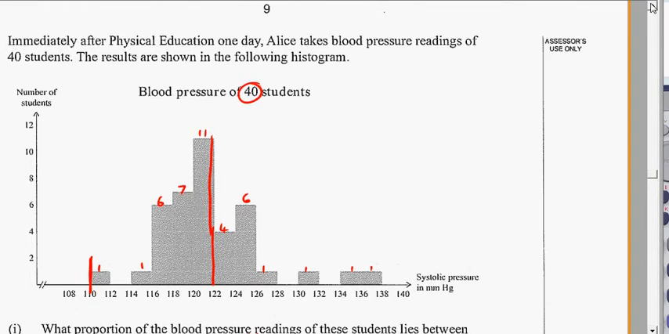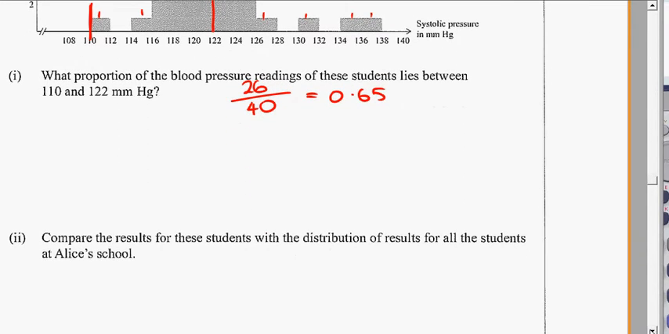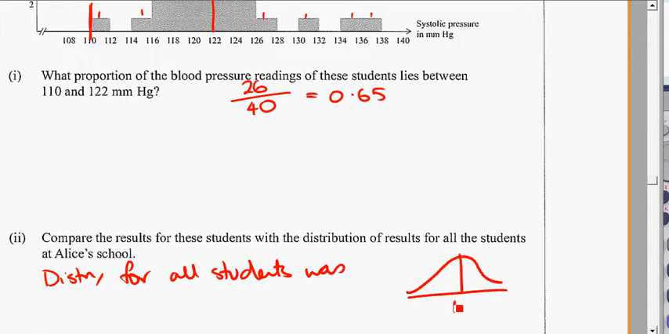Let's check what it was. This is the group after PE, so this is students after PE. That's their readings. Compare the results for these students with the distribution of results for all the students at Alice's school. So we know that the distribution for all students was approximately normal, with a mean of 113 and a standard deviation of 10.3.